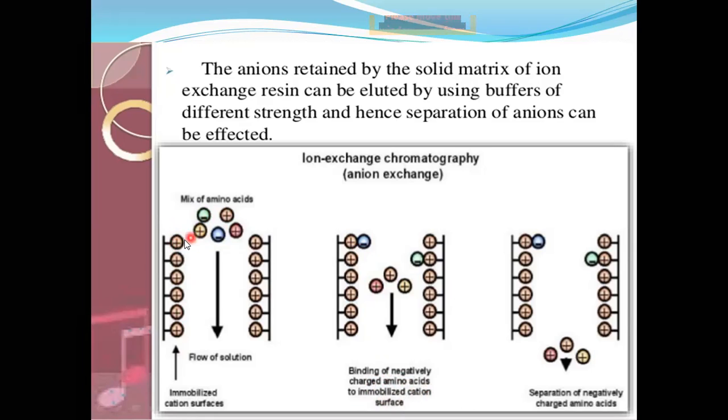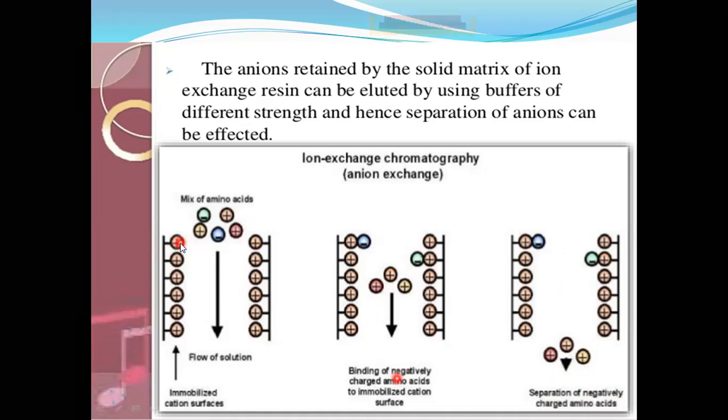At the same time, for the plus charge, repulsion takes place. So the minus charge of the amino acids is attached to the immobilized cation surface. Due to repulsion, these 3 plus slowly diffuse downward. When we introduce elution, this plus 3 will be removed. So this is the separation of positively charged amino acids.